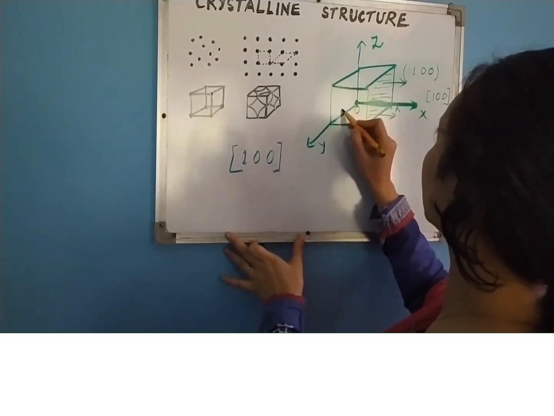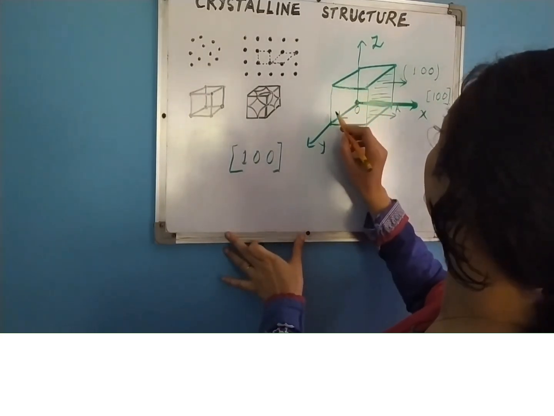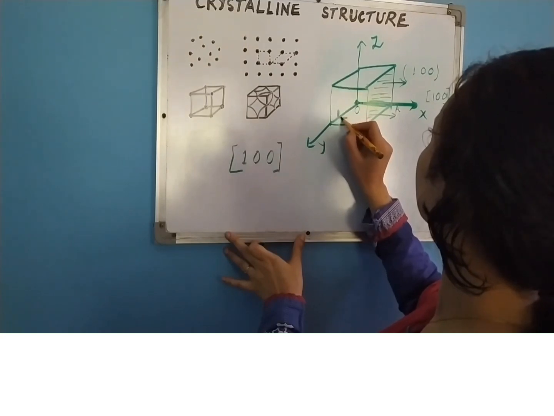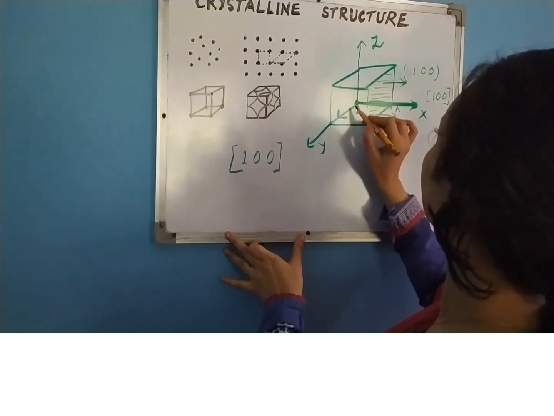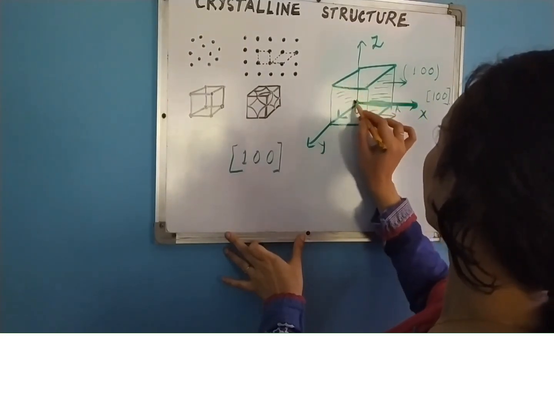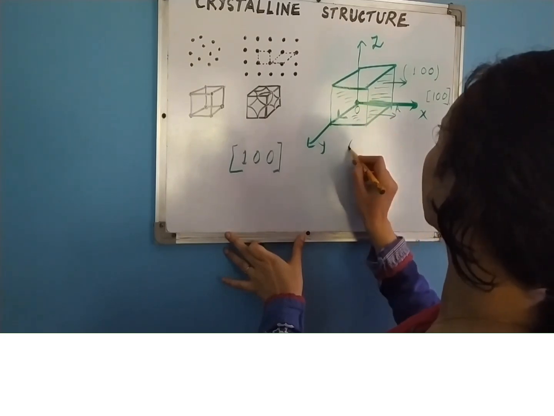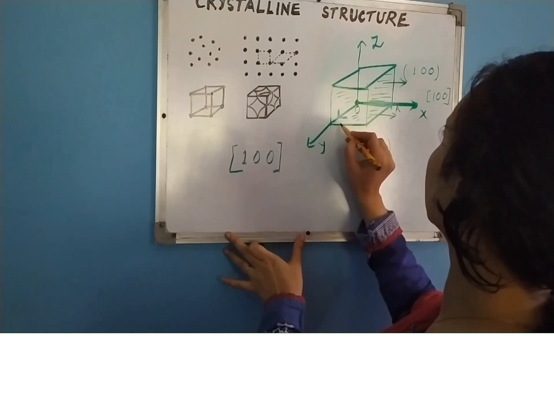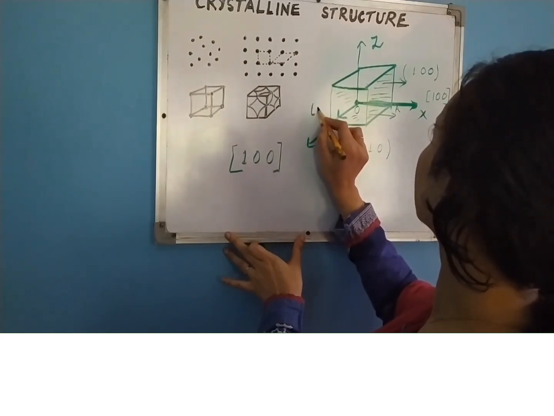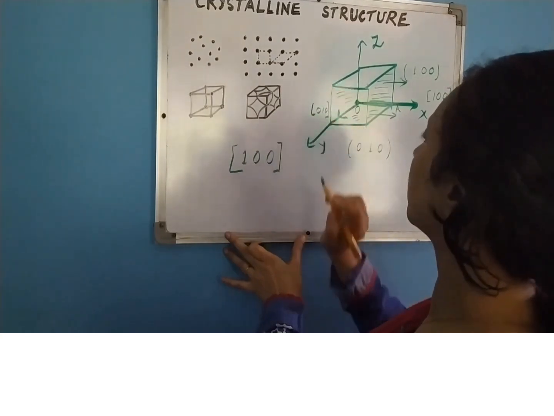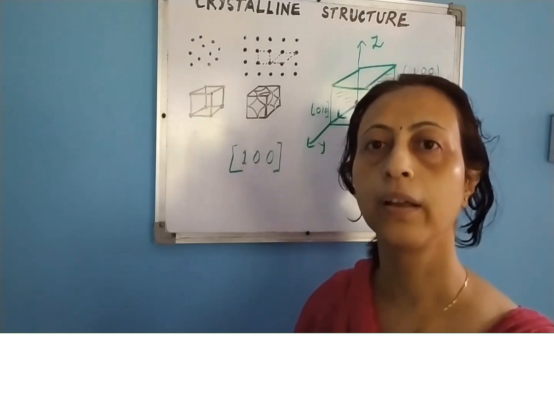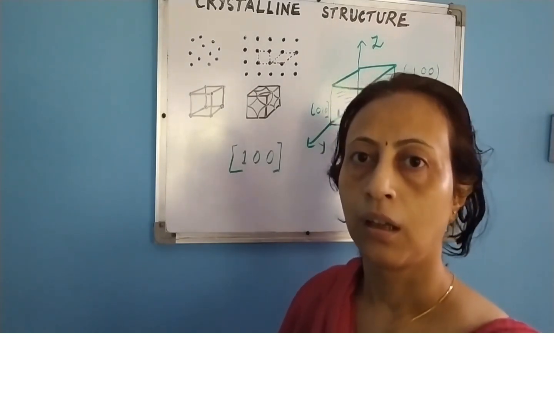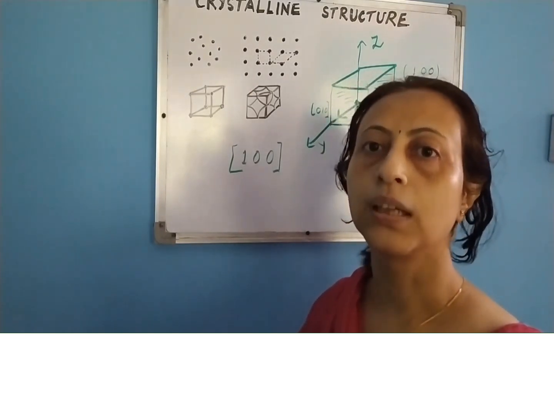Similarly, this direction will be what? For this plane, what is the Miller indices? It is 0, 1, 0. So this direction, this will be 0, 1, 0. So likewise, you can draw any direction denoted by any 3 numbers.